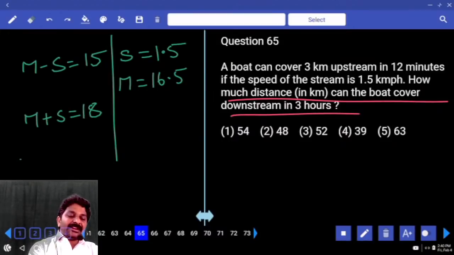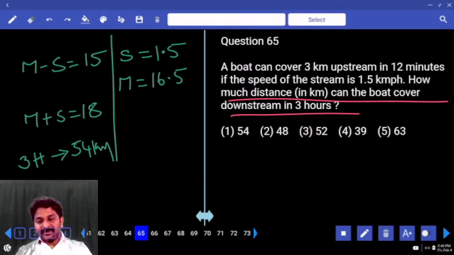But we were asked to calculate it for how many hours? So in 3 hours, 3 into 18, 54 kilometers can be covered. 54, first option, final. Over. Done everybody? Right.